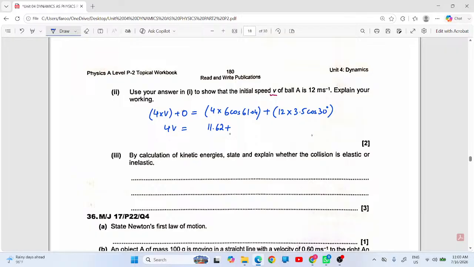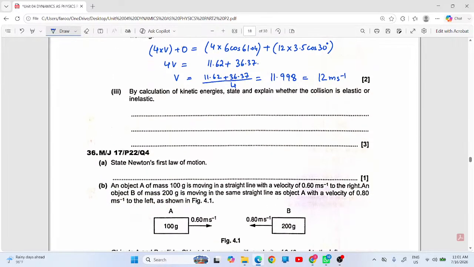And 3.5 cos 30 multiplied by 12 is 36.37. Now adding, 11.998 divided by 4 equals 12.